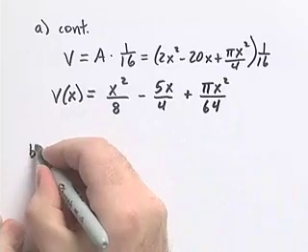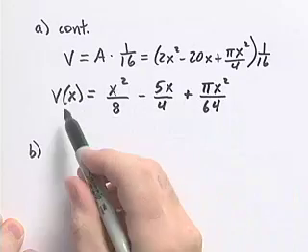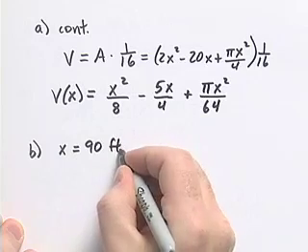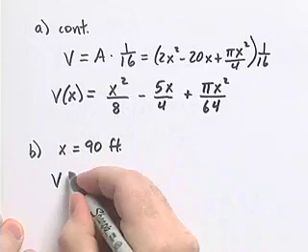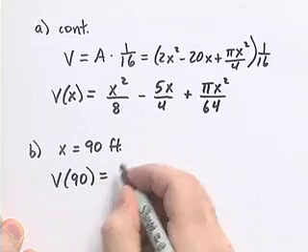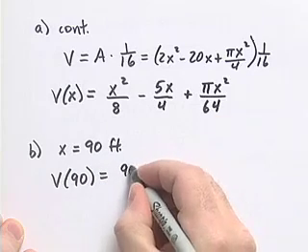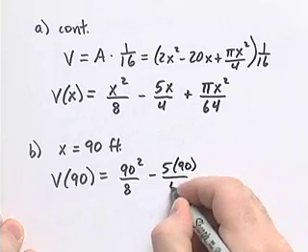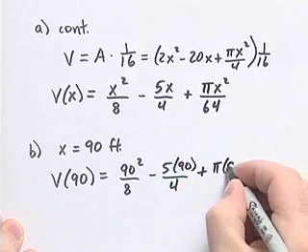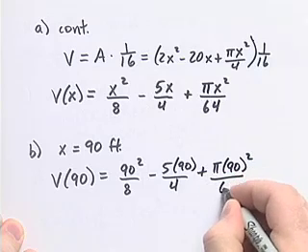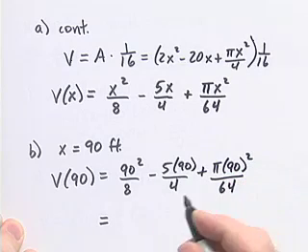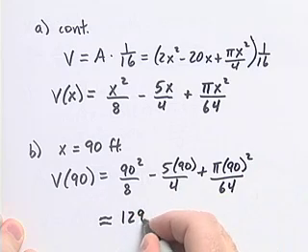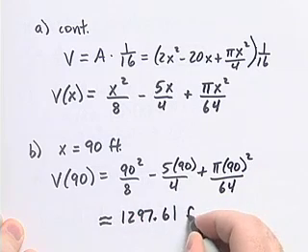In part B, we're asked to find the volume of the ice if the width is 90 feet. So we're given that x is equal to 90 feet. We just need to evaluate V of 90. We let x equal 90 in our definition. We'll have 90 squared over 8 minus 5 times 90 over 4 plus pi times 90 squared over 64. And if we evaluate that, we get that the volume is roughly 1,297.61 cubic feet.